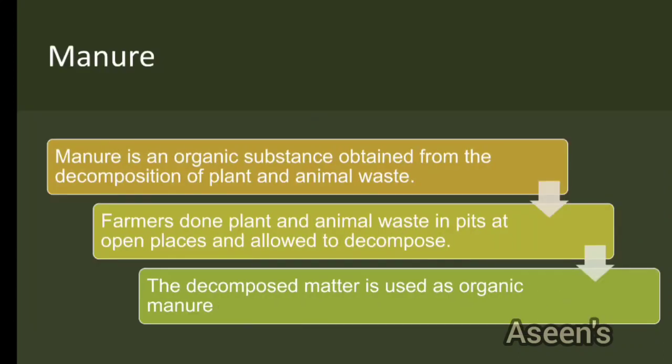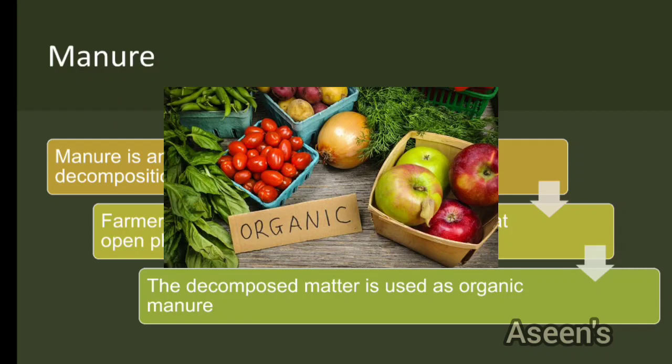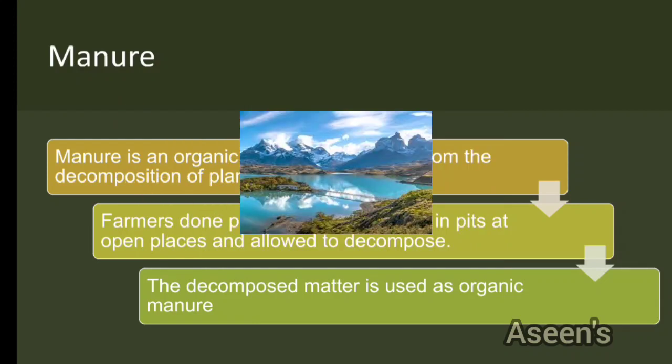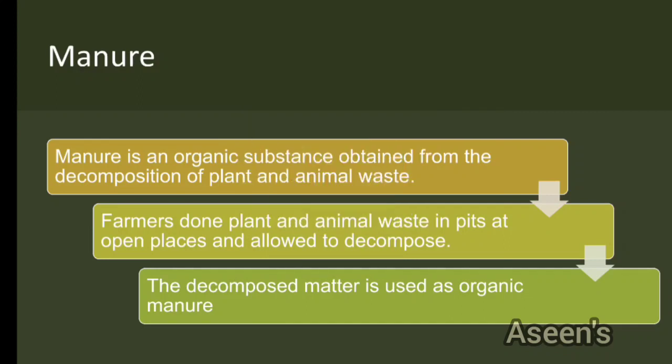Now, let's understand what manure is, and then furthermore we'll go to the fertilizer. So, manure is something which is completely organic. It's an organic substance obtained from the decomposition of plant and animal waste. When the word organic comes, you need to remember that it is prepared or made without any interference of chemicals. It's completely natural, it's completely organic.